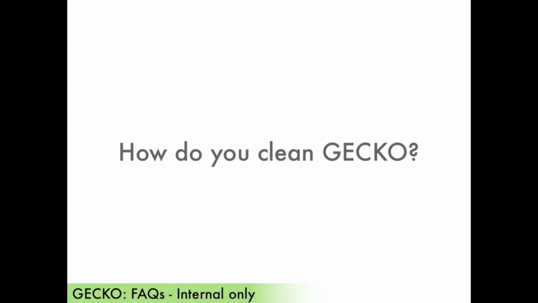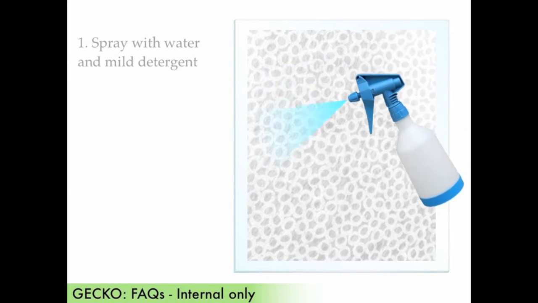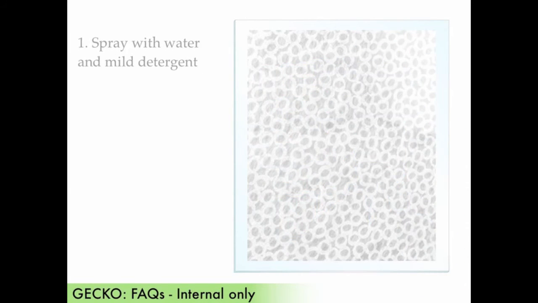How do you clean gecko? Gecko can be cleaned on site while applied directly to the glass. First, generously spray it with a solution of water and mild detergent. Also, pre-treat any spot stains.